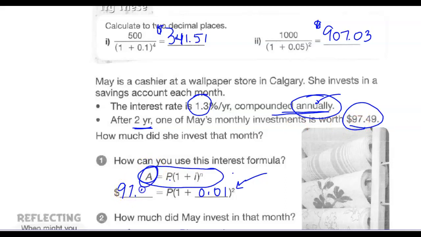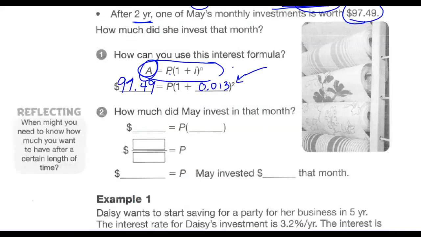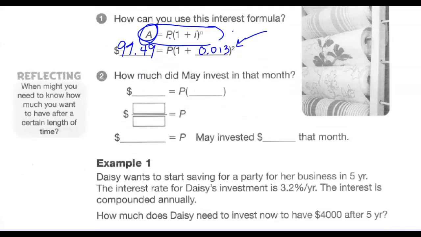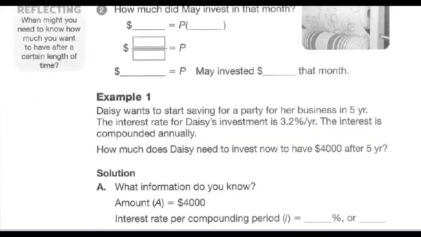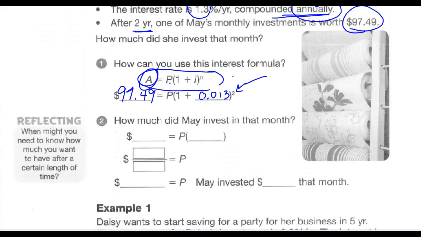$97.49. So she invested less than that, and then after 2 years, that's what it was worth. Oops, what did I forget here? It's 0.013. I didn't get the 3 in there. 0.013. Okay, so take a look. We've actually got to work backwards in this one.